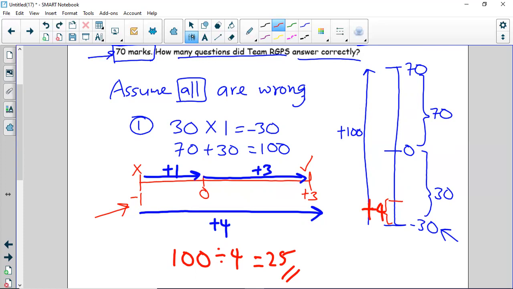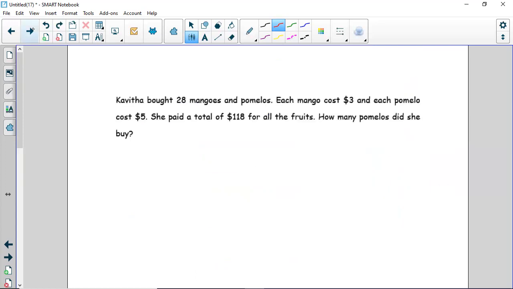Okay, so the question is, what happens in the exam if I forget how to do assumption? Will there be a backup method? There is a backup method, so I'm going to show you the backup method. All right, for this backup method, we can use guess and check, which is very common in the lower primary levels. So let's use the guess and check method for question number 3.